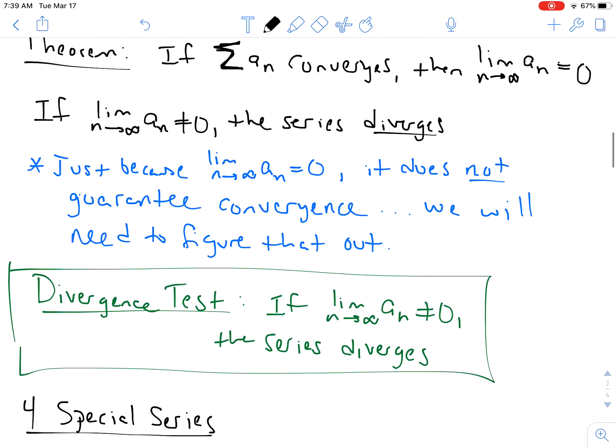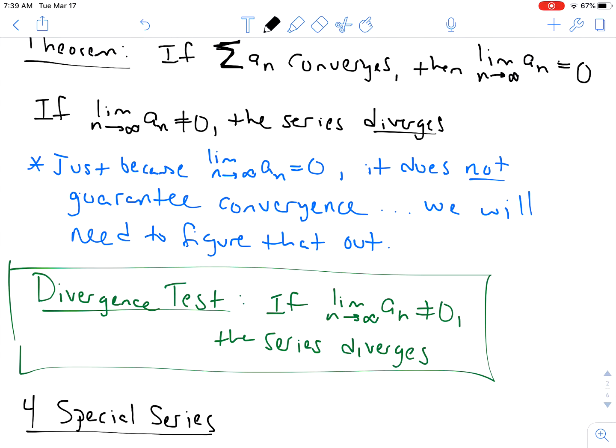Called the divergence test. Okay, and this is the most simple test. You take a look at the limit as n goes to infinity of your sequence. And if that does not approach zero, you most certainly know the series diverges. If we're not getting to the point where we're adding 0 and 0 over and over again, there's no way that that sum is going to approach some number. Okay, so that's the idea.